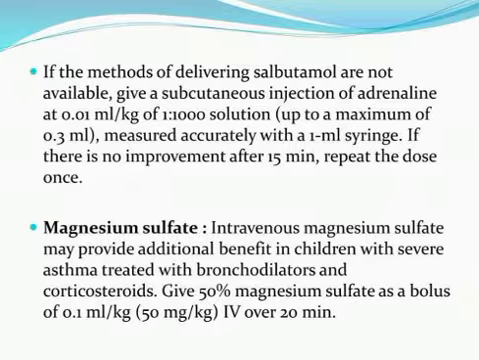Next will be the magnesium sulfate. Intravenously, we can give magnesium sulfate, which may provide additional benefits in children with severe asthma which can be treated with bronchodilators and corticosteroids. We have to give 50% magnesium sulfate as a bolus, 0.1 ml per kg IV over 20 minutes.